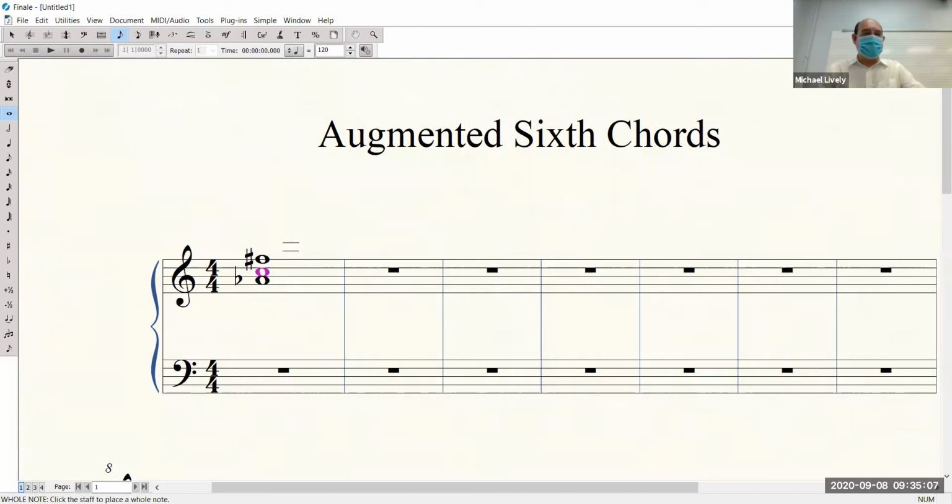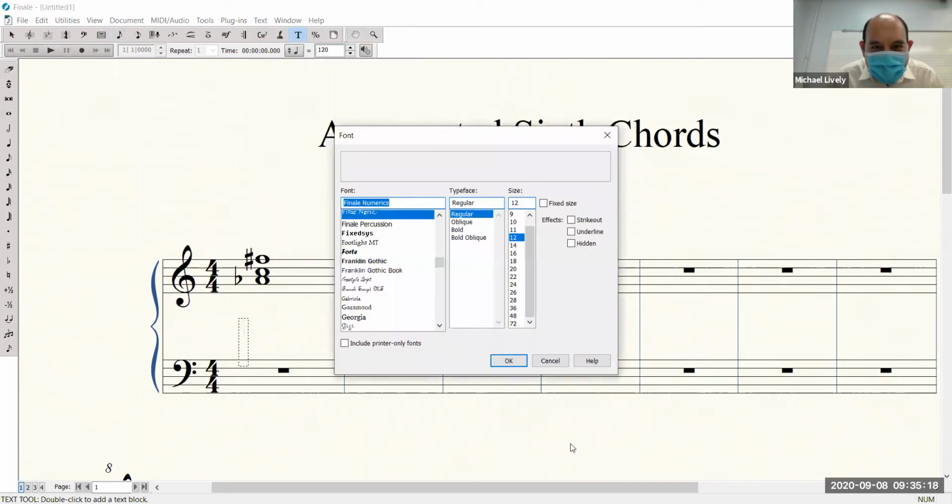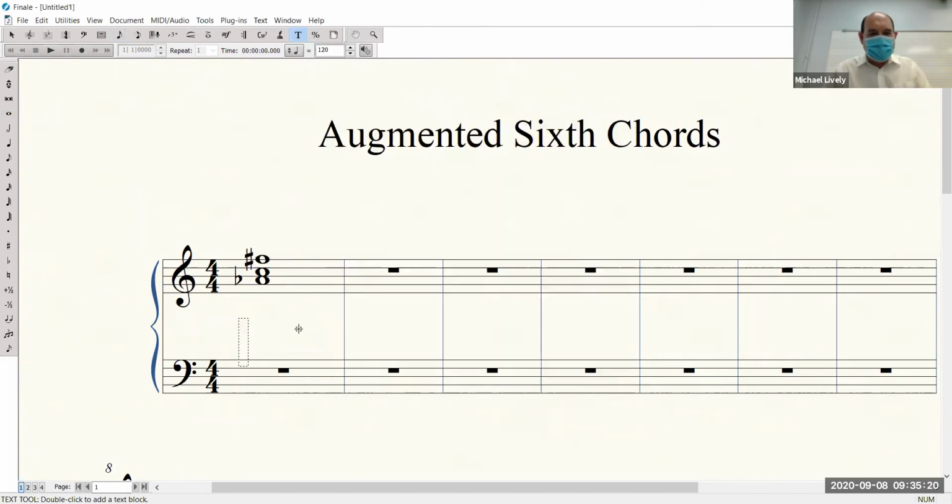That's the augmented 6. Okay, and what is this called? Now I'm going to make sure that I have the Finale Numerics font. Text, fonts. Okay, I'm in the right font. There you go. All right, so this chord is called the Italian Augmented 6th. We abbreviate that by IT, capital I, lowercase t, and then +6. The +6 means, so this is another thing where we have a symbol instead of a Roman numeral.